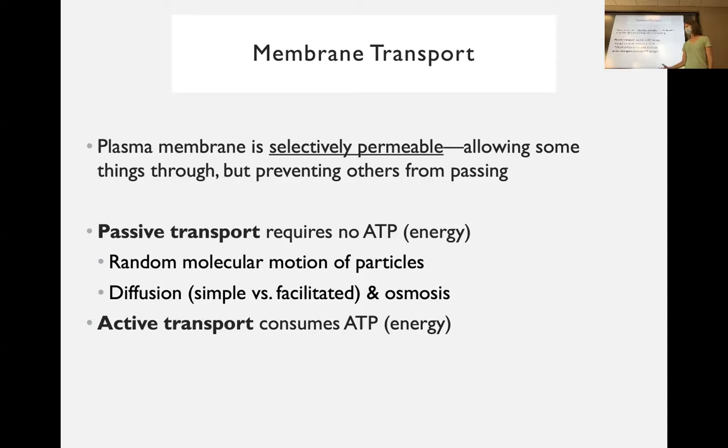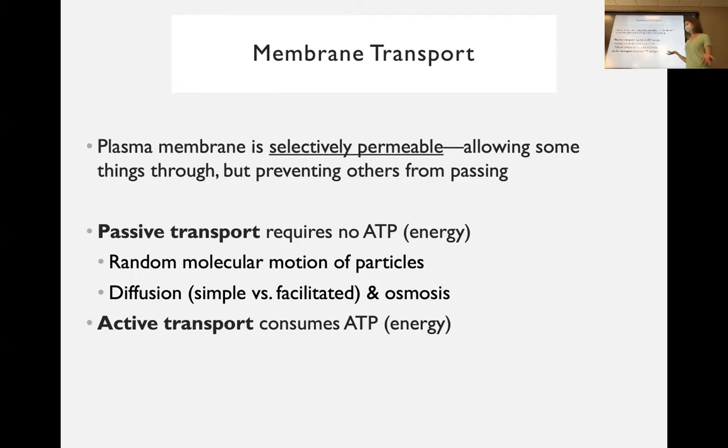There are a few different types of passive transport. One is diffusion. You can have simple or facilitated. I'll talk about what each of those means. And then osmosis is specifically the movement of water, which doesn't require energy. It's always passive. Osmosis is water moving in and out of the cell. And that's what we're looking at in the potato lab, actually, how water is going to move into or out of that potato.